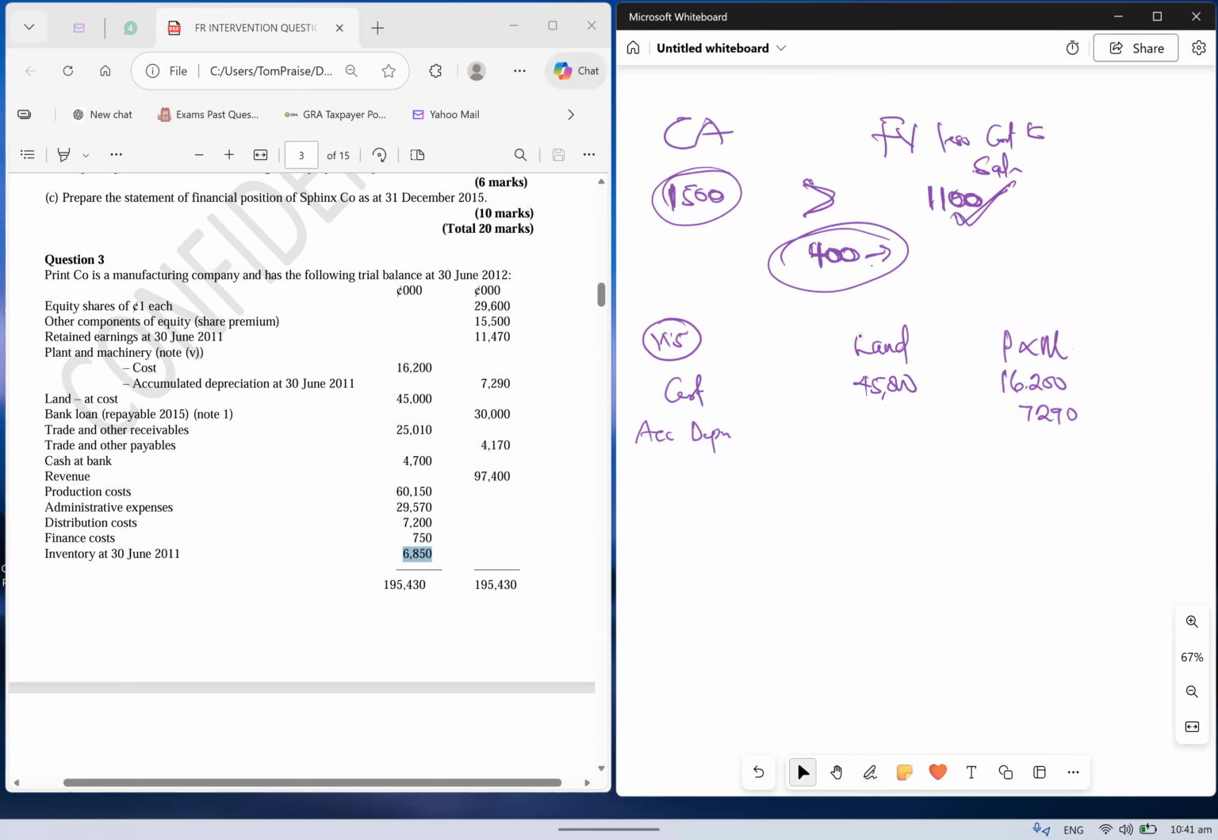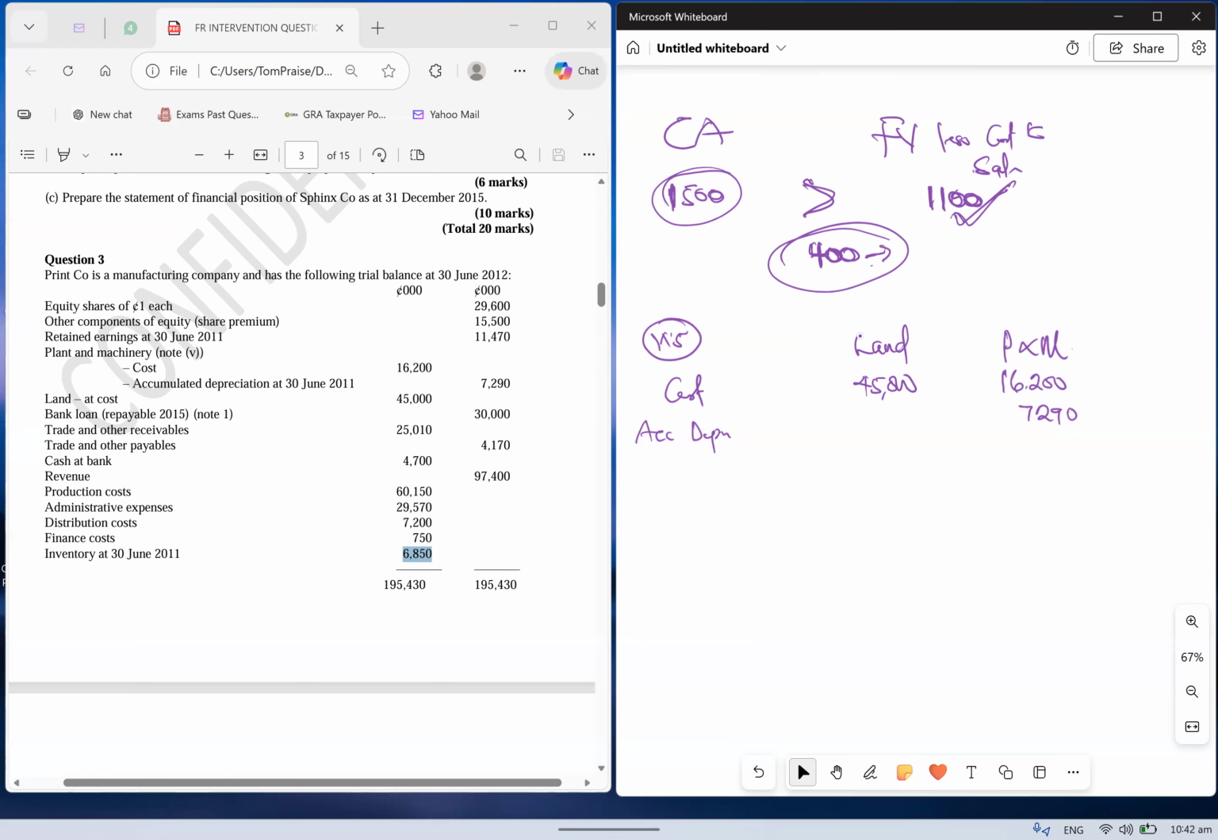But remember, the P&M that we are holding for sale should leave. It should not be part of our machinery anymore, because that thing was machinery. So we need to take that one out. It can't be part of our machines anymore. Because if we are holding it for sale, it can't be there.